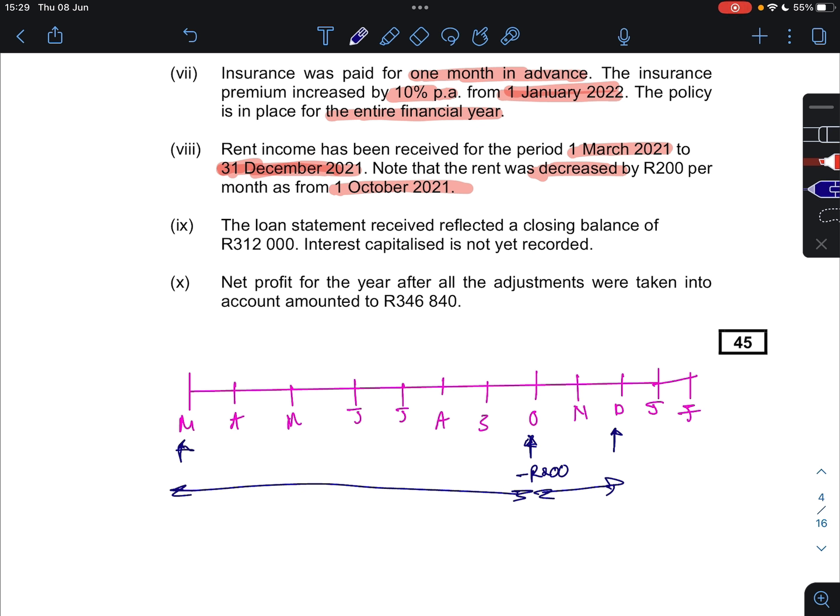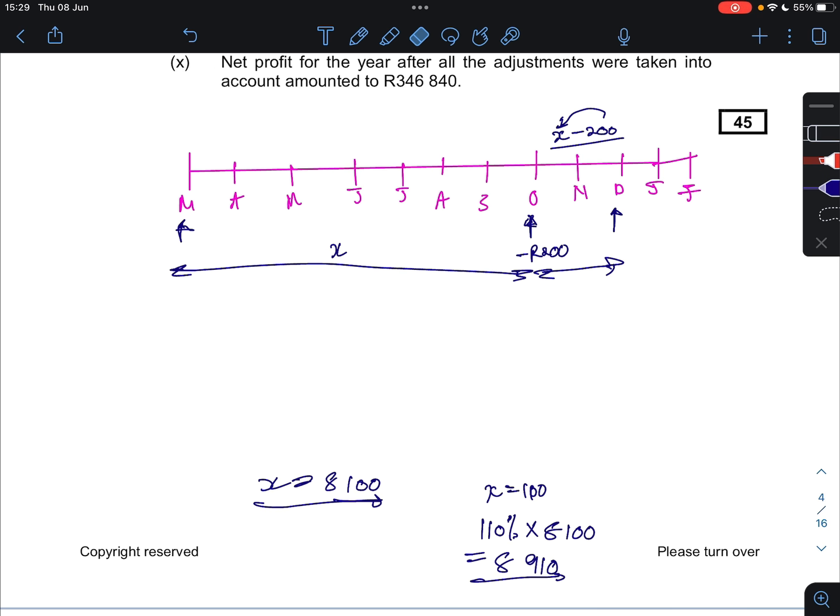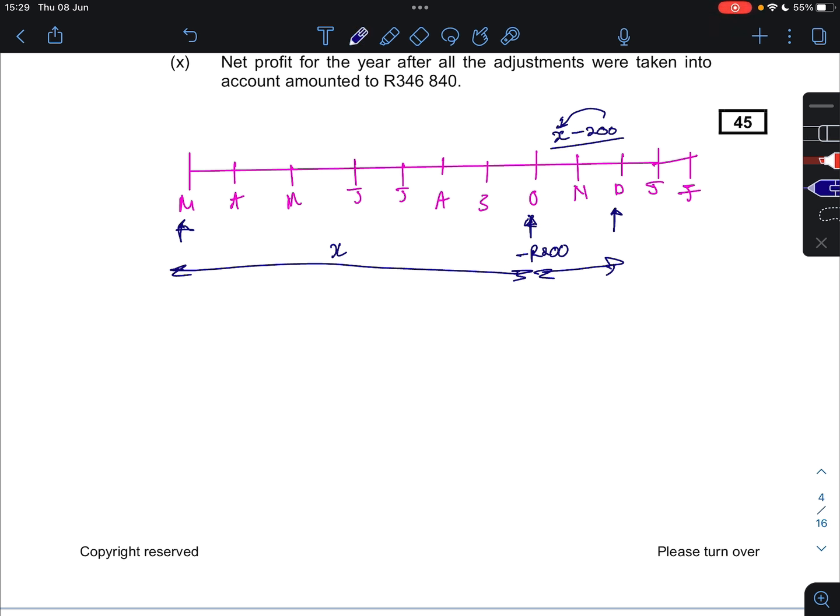Okay, so what's happening here? We received X amount before they decrease it by 200, and then after we receive X minus 200 because they have decreased 200 from the principal amount that we have been paying before these months. So now how do we get that? All right.